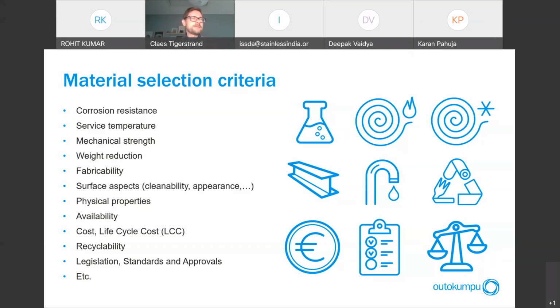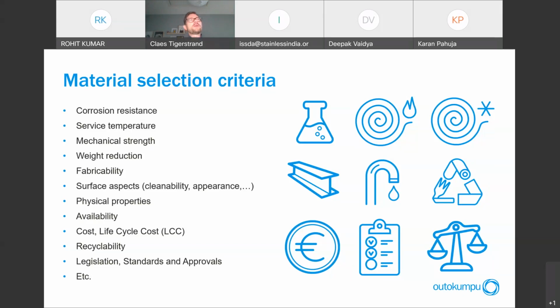Secondly, you have the service temperature. Not all the different types of stainless steel can be used at very low cryogenic temperature or very high temperature. So the service temperature is important as well. Thirdly, mechanical strength. And obviously, if you want to fabricate a pressure vessel, you can benefit from high strength to be able to reduce the wall thickness. So weight reduction would be possible when you have higher mechanical strength.